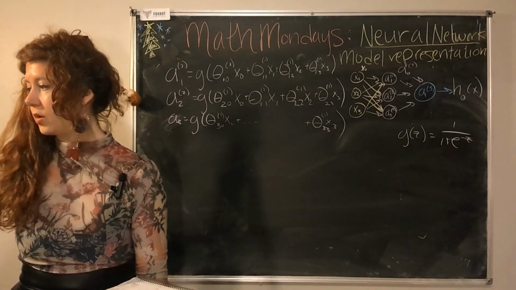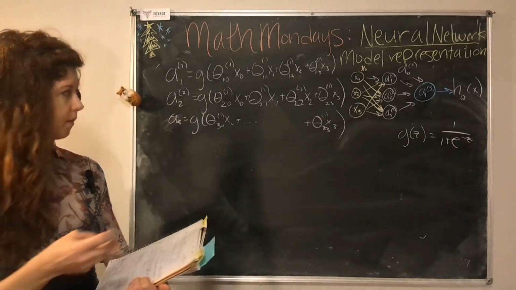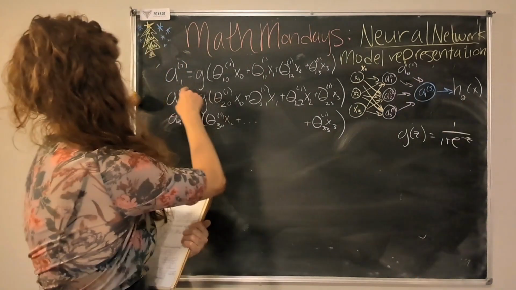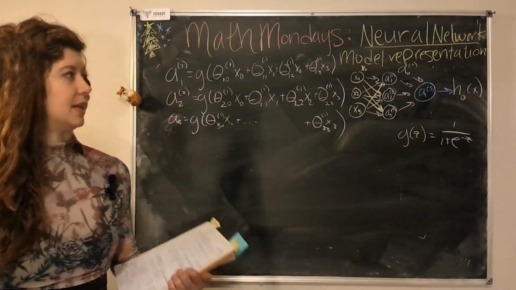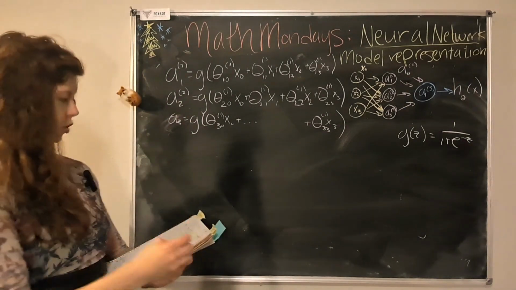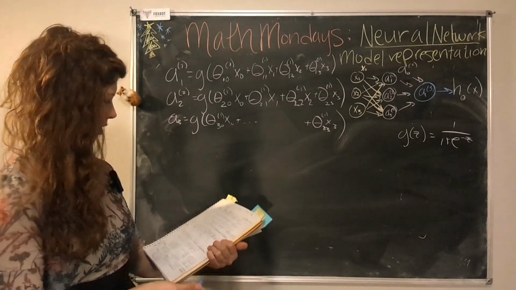Holy stars. Okay, so our hypothesis function. Each of these formulas is going to go into the output node, which is going to determine our hypothesis function.